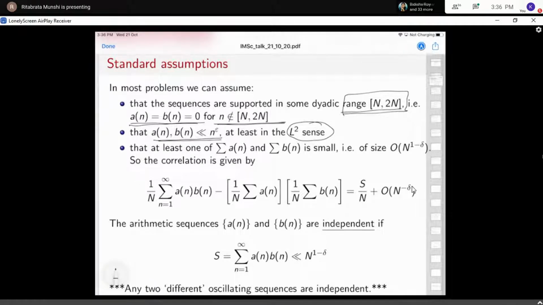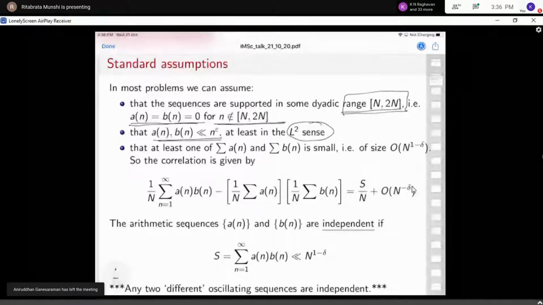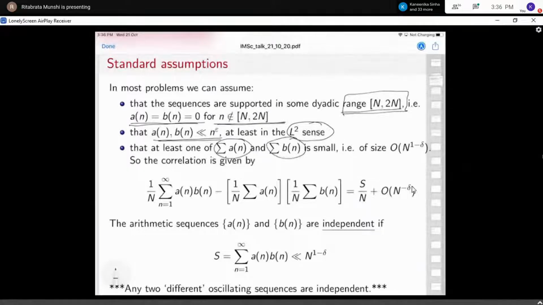So if you look at the sum of the absolute value of a_n squared, over n of size capital N, then it is bounded by capital N to the power 1 plus epsilon. So that's the L2 sense bound for a_n and b_n. And we are also going to assume that one of these sums, the sum of a_n or the sum of b_n, is small. That really means that if you have this size restriction, then trivially they are of size N to the power 1 plus epsilon. But we're going to assume that one of them has some cancellation, and is bounded by N to the power 1 minus delta.